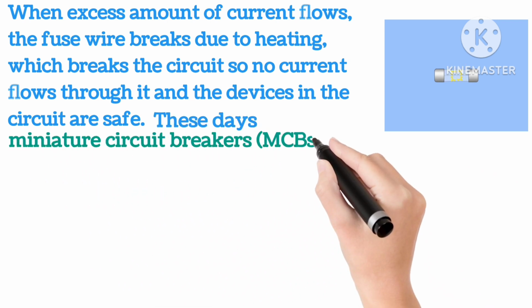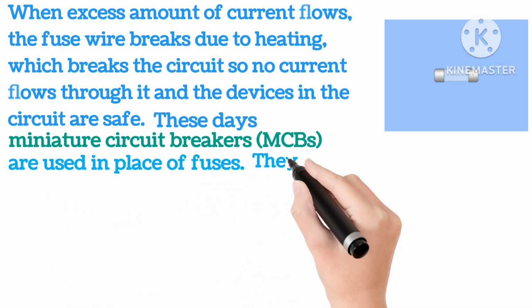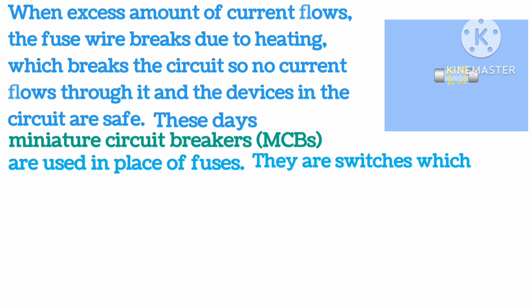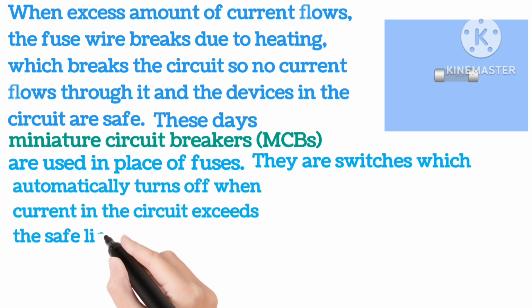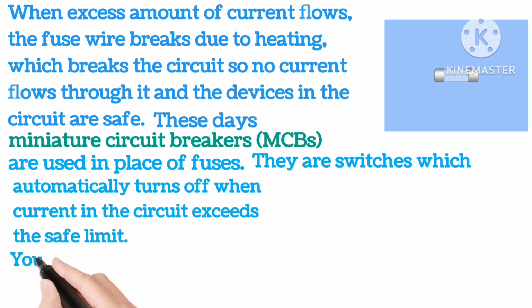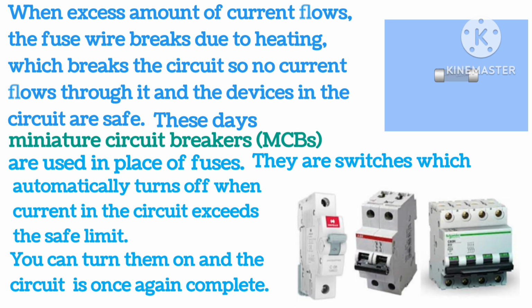These days, miniature circuit breakers or MCBs are used in place of fuses. They are switches which automatically turn off when current in the circuit exceeds the safe limit. And you can turn them on and the circuit is once again complete.